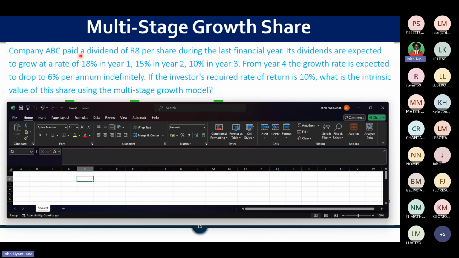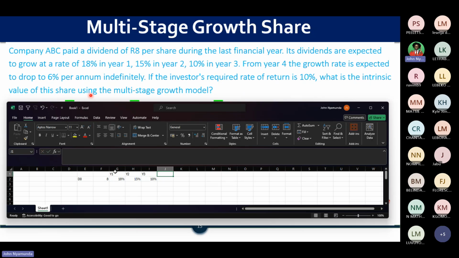A company ABC paid a dividend of 8 rand. Let's write here D0. It paid 8 rand during the last financial year. Its dividends are expected to grow at a rate of 18% in year 1. So we are going to say year 1 here, and we expect there will be a year 2. 18% in year 1, 15% in year 2, and 10% in year 3.